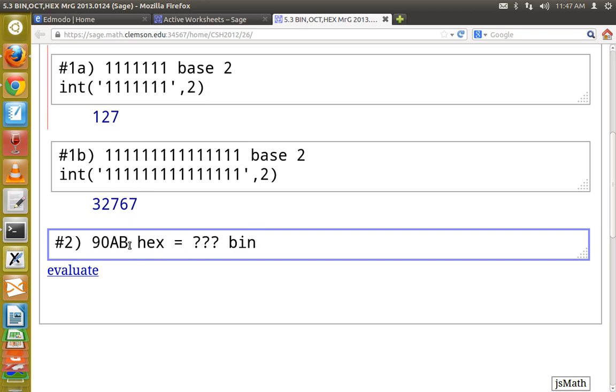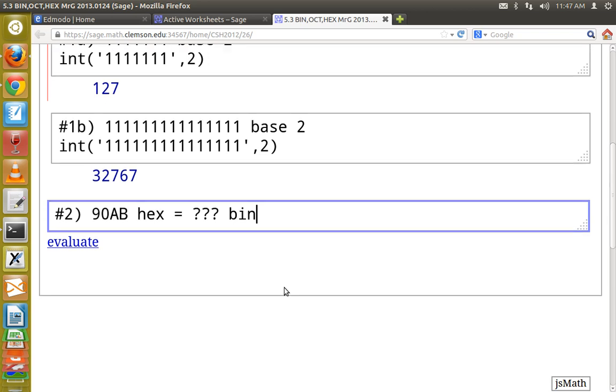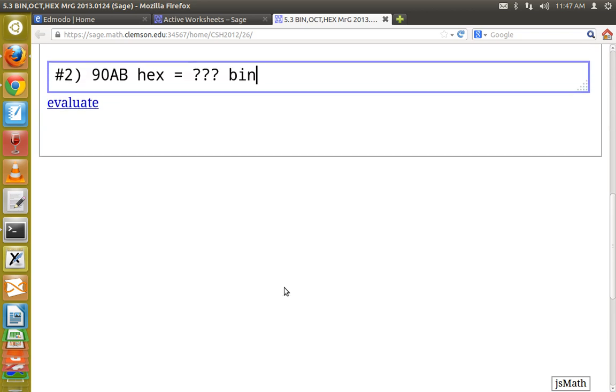What is the biggest hex digit? Hex is base 16, hexadecimal. The biggest digit is 15, right? Isn't there a digit for that? It's the letter F, right? All right.